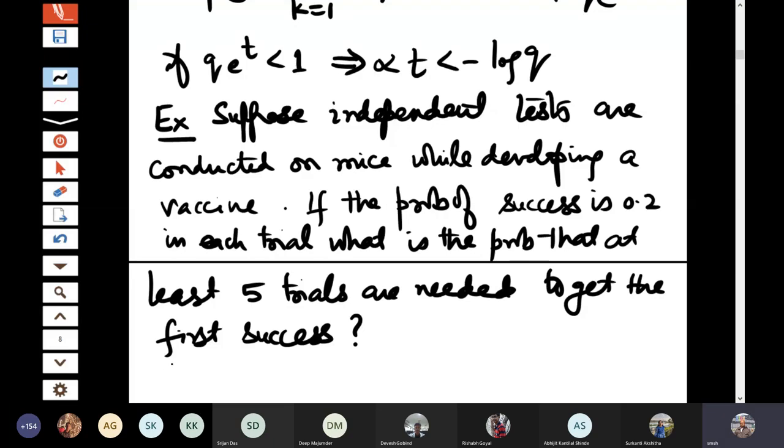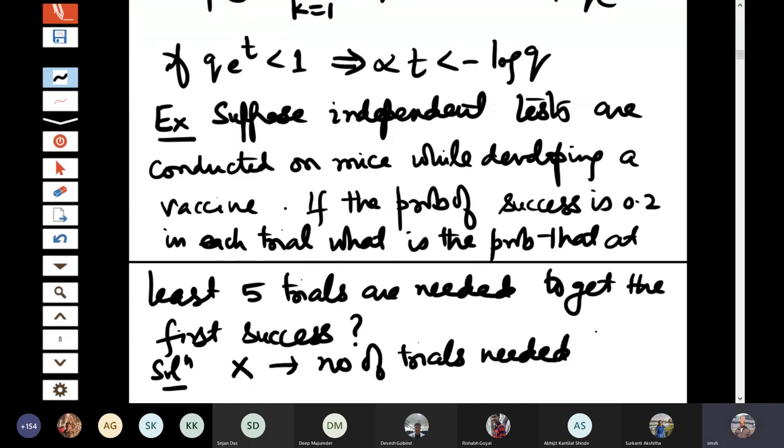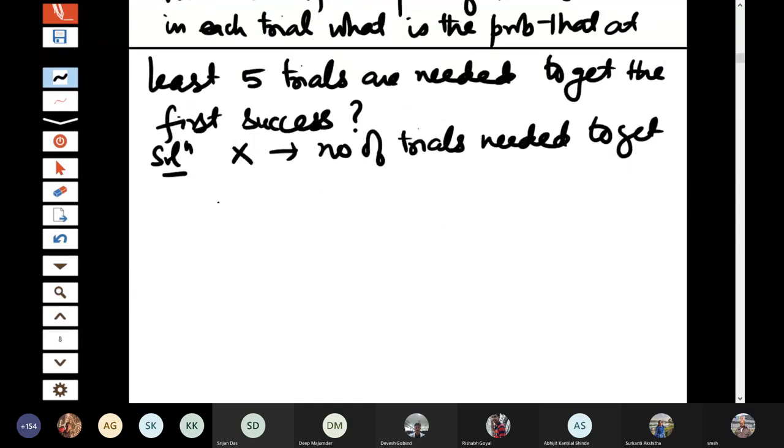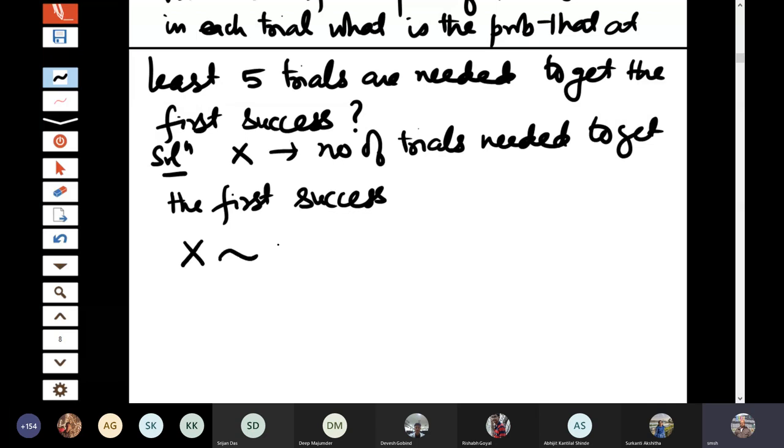So here, if I am looking at the x as the number of trials needed to get the first success, then x follows geometric distribution with probability of success 1 by 5. Now, what is the question asked?